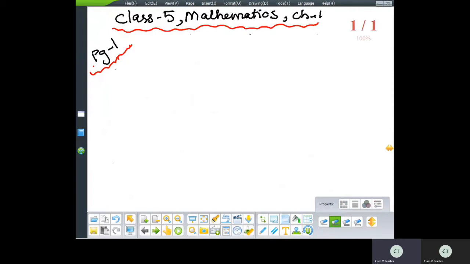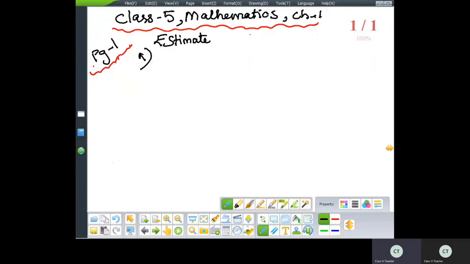So what is the first question here? About how many more wickets has Muralidharan taken than Kapil Dev? Okay. Firstly, what is the question here? In this you have to write the estimated value. Estimated about how much, or else if they say the approximate value, rounding off to the nearest value, these all things are the same terms. Okay, when the question is given this type of things, you have to round off the numbers to the nearest hundreds, tens, or thousands.